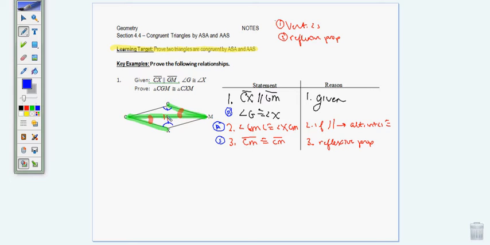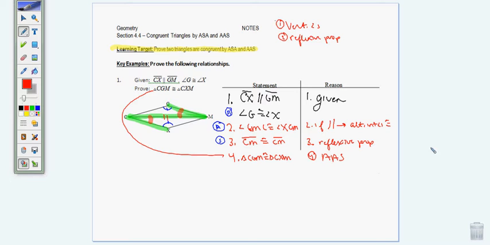Notice this side here, CM, is not the included side. In order to be the included side, it would have had to have been this side that connects the blue angle to the right angle. So it's not angle side angle like yesterday. Instead, it's angle angle side today. So I'm going to wrap this up. Step number 4, I want to prove that these triangles are congruent. So I'll say triangle CGM is congruent to triangle CXM. And the reason was because of angle angle side.